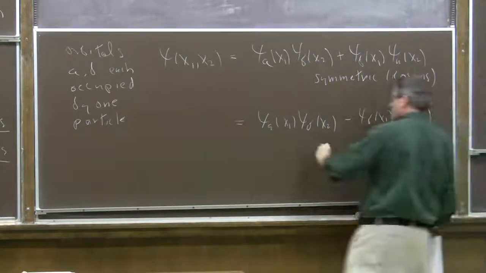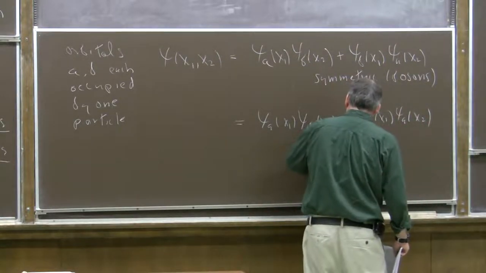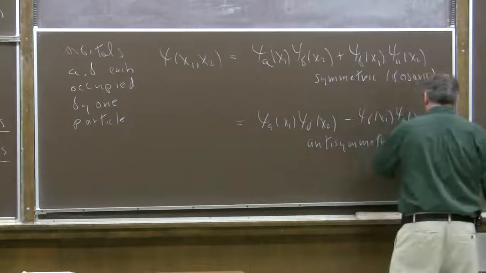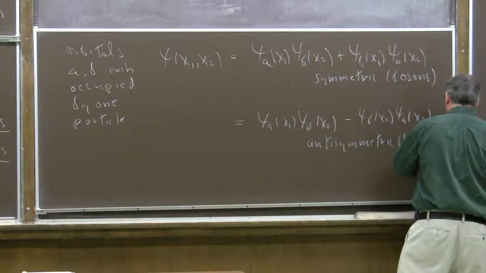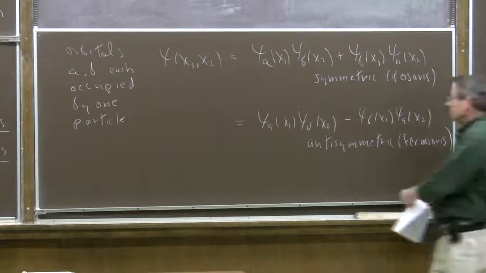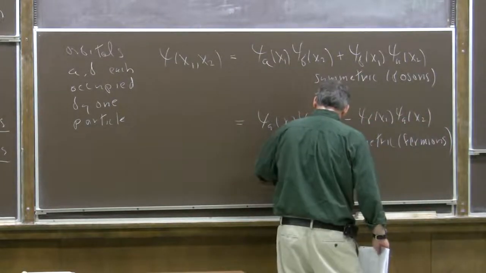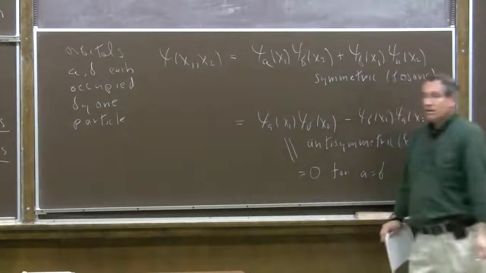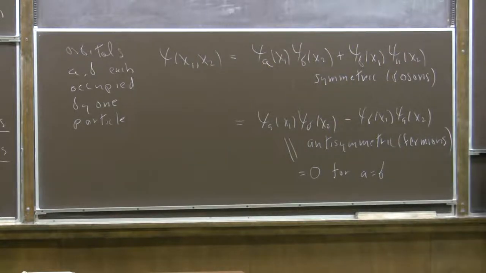So now it's antisymmetric when we interchange x1 and x2. That's the appropriate form for two fermions. But if A and B are the same orbital, if A equals B, then, of course, this would vanish. So we can't have double occupancy in a single orbital because we can't write down an antisymmetric wave function if both indistinguishable particles are in the same orbital.